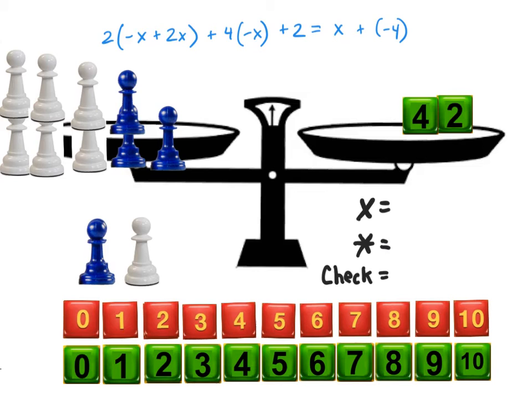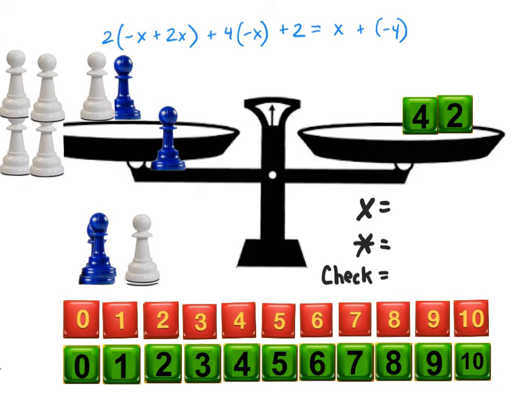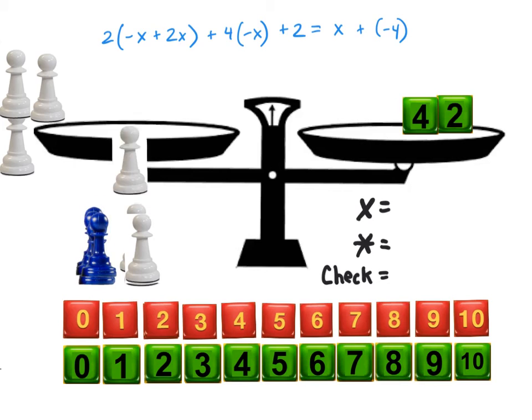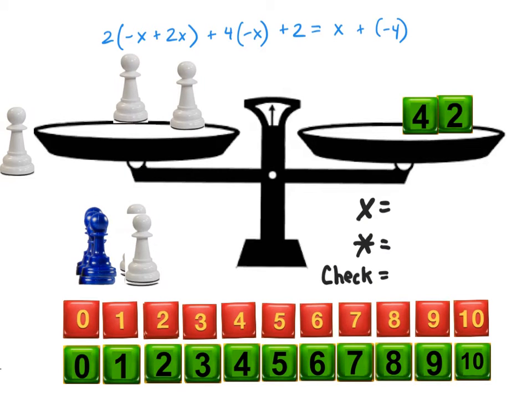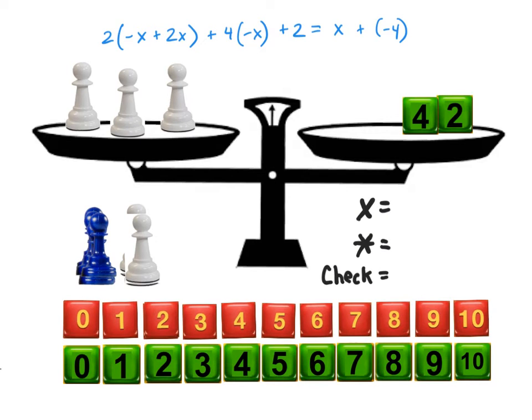And I already see a bunch of zero pairs on the left-hand side. So here's a zero pair that I'm going to remove. Here's another zero pair. And lastly, there's a zero pair. Let me move these over now. So now what we have is 3 of the negative x's equals negative 6, or 3 star equals negative 6. So each of the negative x's, or each of the stars, has a value of negative 2. x then has a value of positive 2.